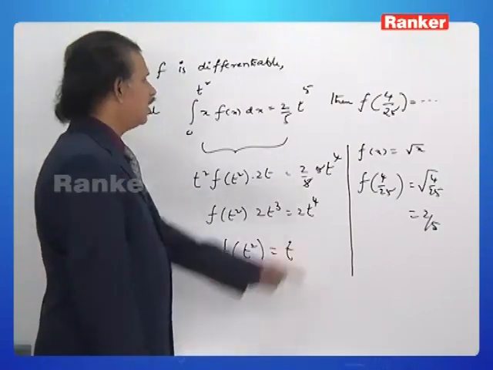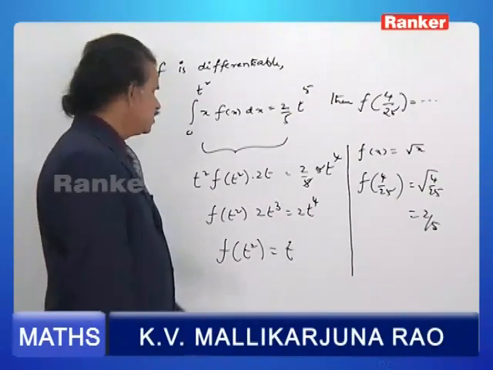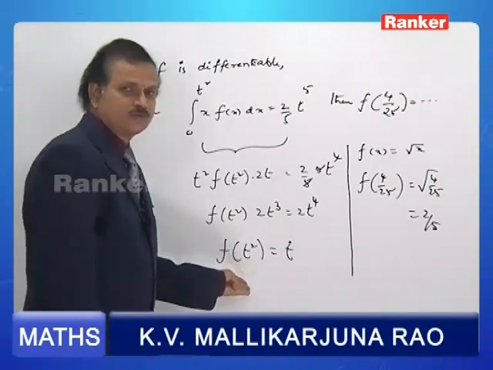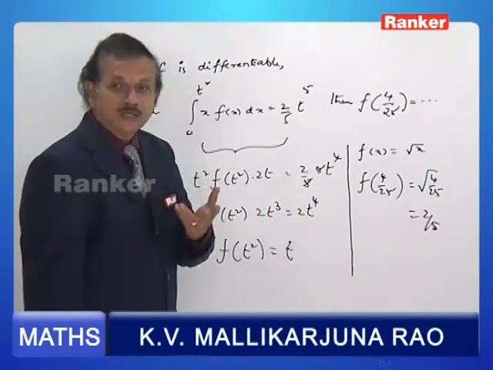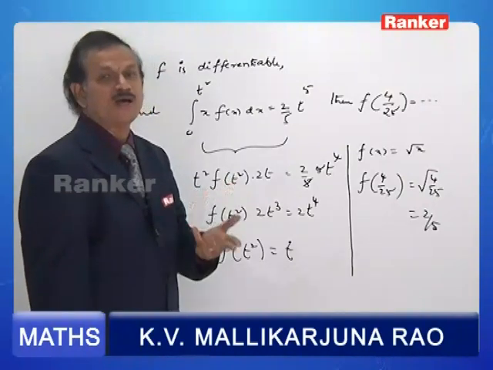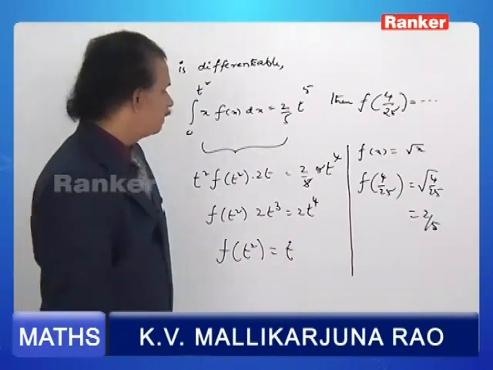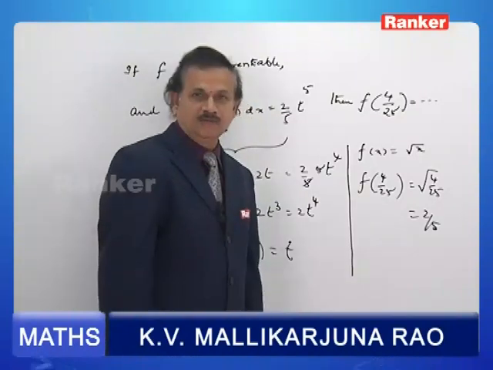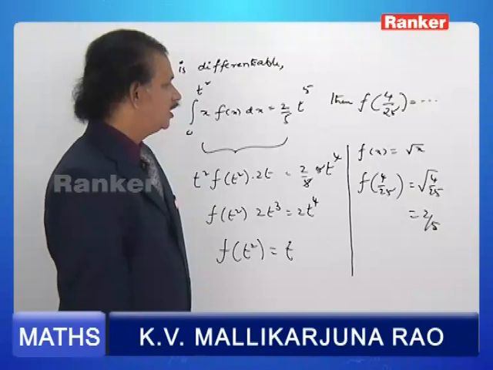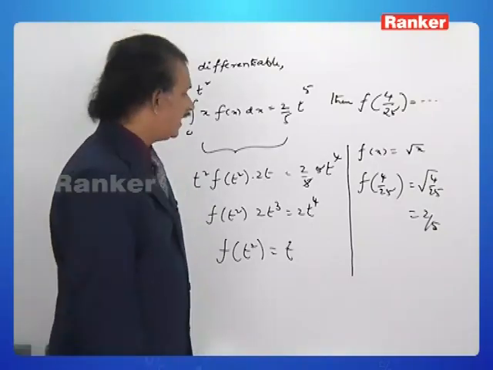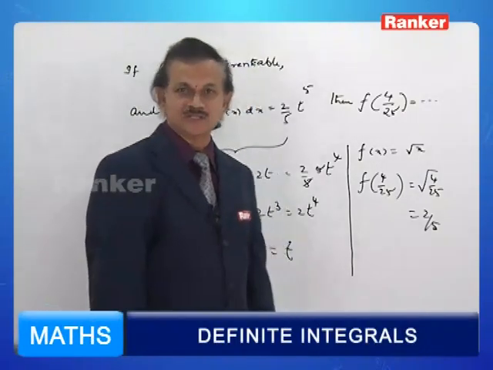And now, we want to have 4 by 25. You can take t as 2 by 5 or t as root x also, so that you may be having a formula for f of x also. So f of x is equal to root x. Here f of 4 by 25 is required, hence it is a root of 4 by 25, hence it is 2 by 5.